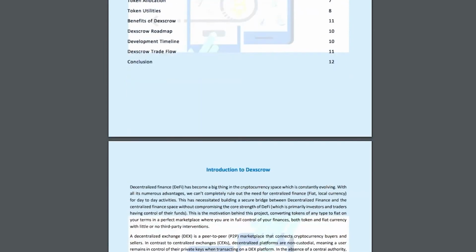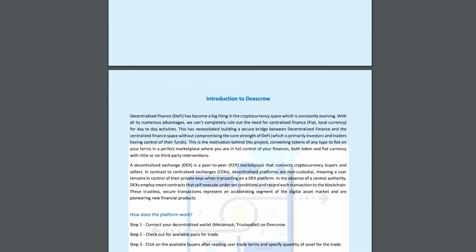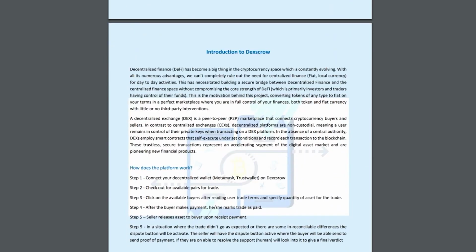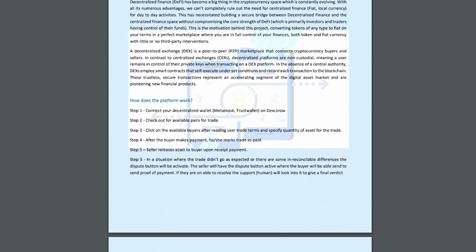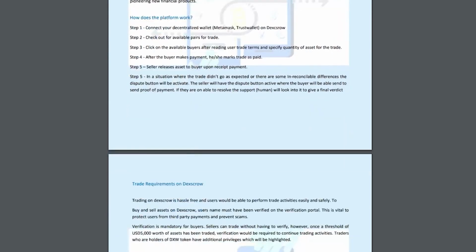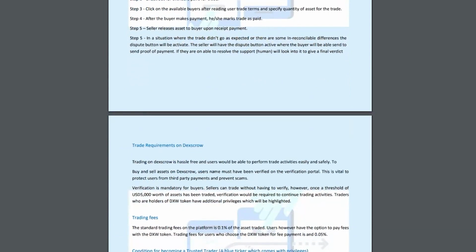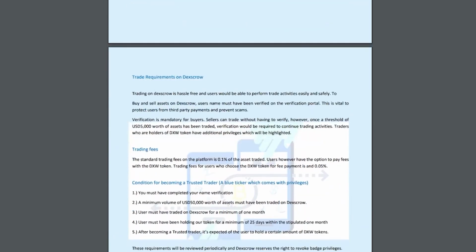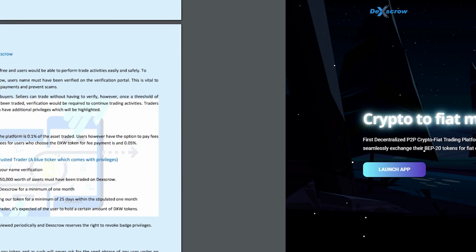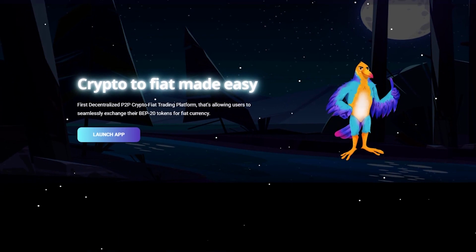Step 6. In a situation where the trade didn't go as expected or there are some irreconcilable differences, the dispute button will be activated. The seller will have the dispute button active, where the buyer will be able to send proof of payment. If they are unable to resolve it, a support human will look into it to give a final verdict. Let's turn to the economics.